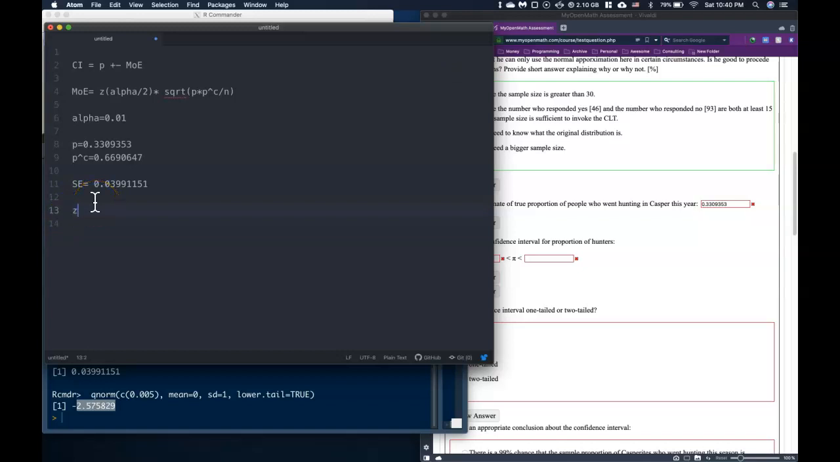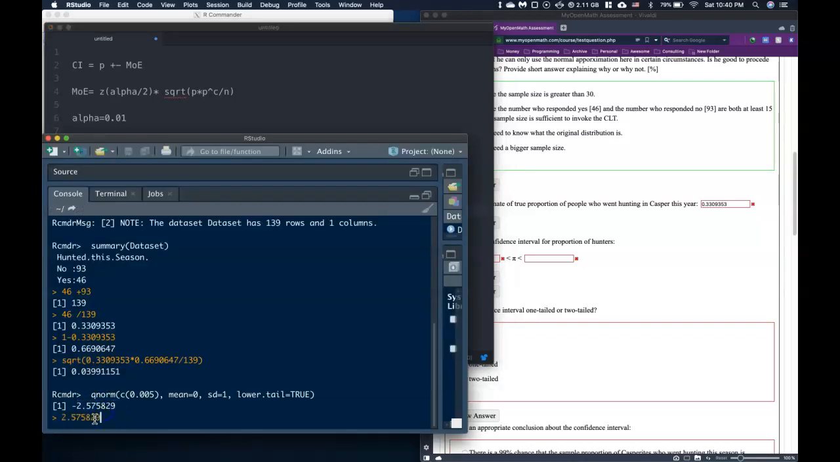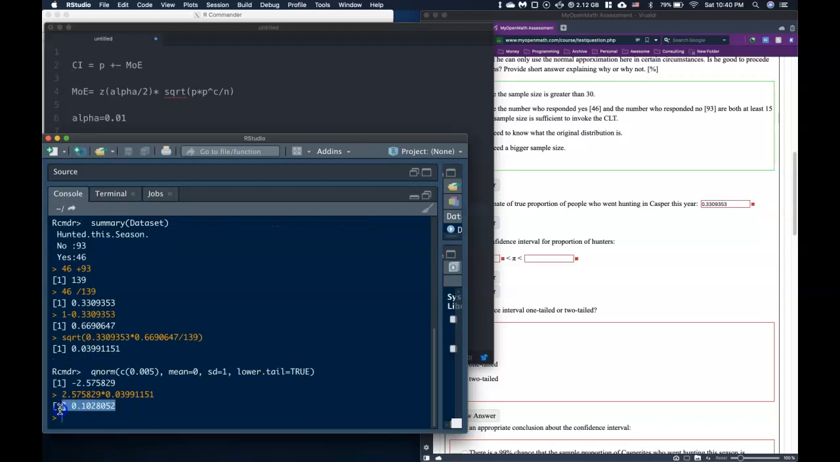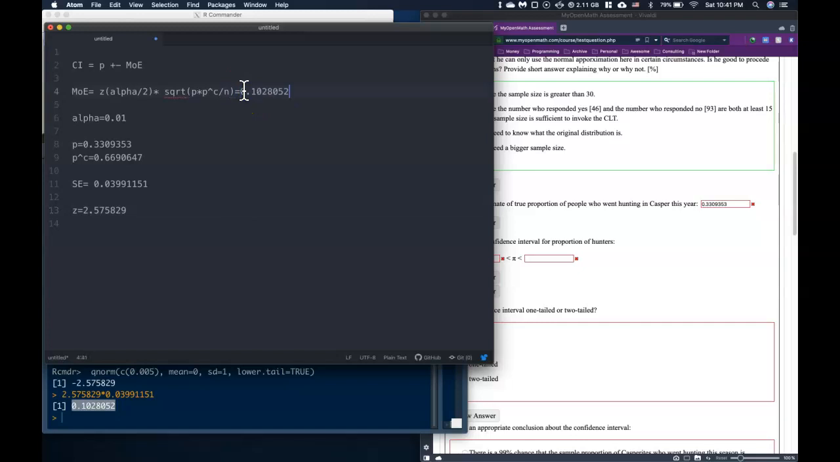And if you notice, I only copied the absolute value of it because I'm only interested in the distance from the mean right now. And so our margin of error is going to be this Z value multiplied by our standard error. And that gives me this guy for my margin of error.